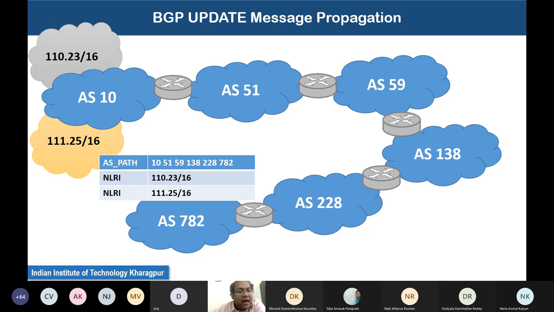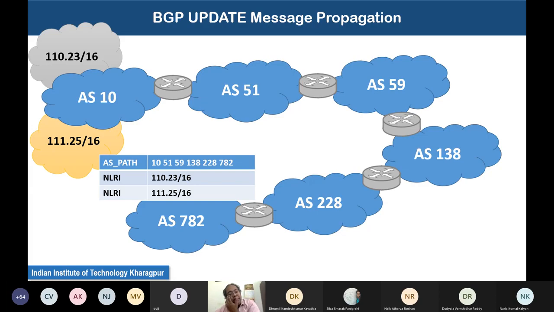So that means the BGP speaker of AS782 actually learns that if it wants to forward a packet to a subnet of 110.23/16, it needs to be forwarded from 782 to 228 to 138 to 59 to 51 to 10. That is the sequence of ASes that it needs to follow. And whenever the packet is forwarded, it will be forwarded following this BGP path information.